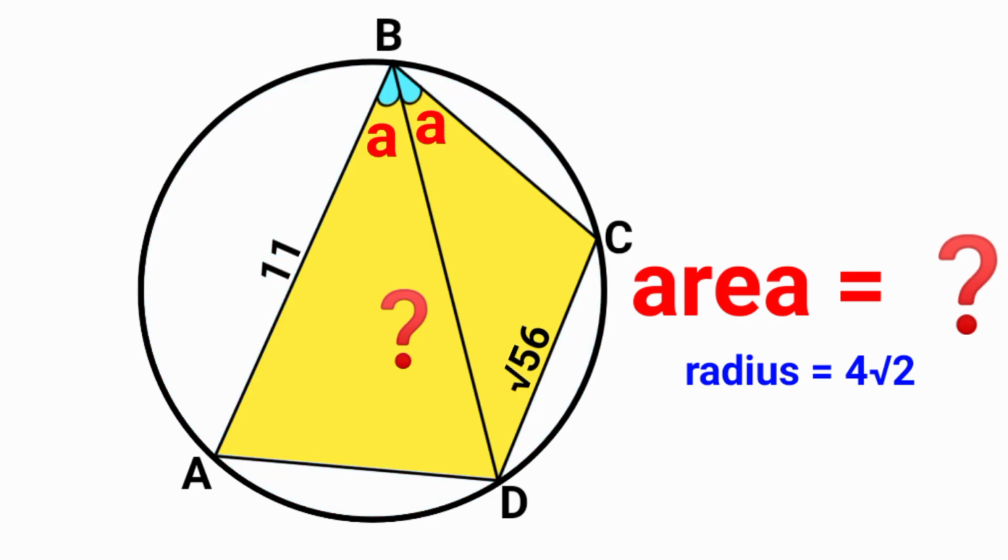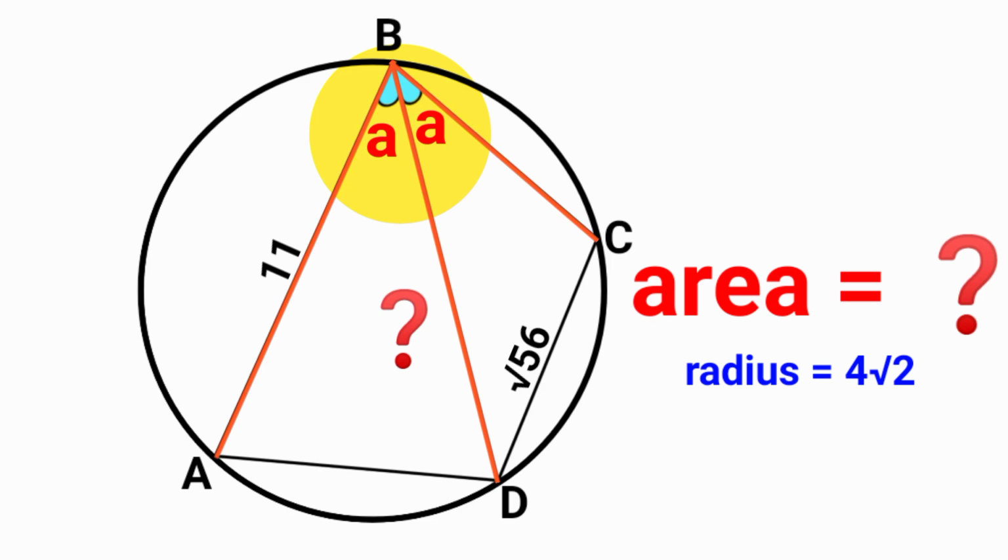Hi everyone. In today's question, we are asked to calculate the area of this quadrilateral ABCD. We have the length of this side AB to be 11 units and the length of this side CD to be root 56 units. We have the radius of the circle to be 4 root 2. We have the size of this angle ABD to be A, and similarly the size of this angle CBD is also A. That means the angles are congruent.